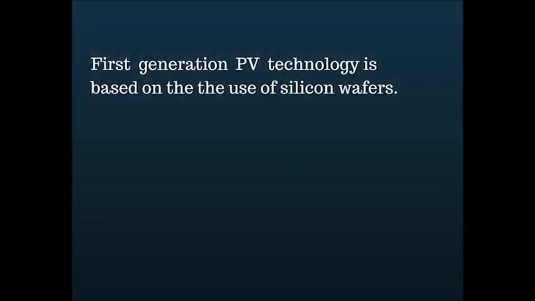The most dominant PV technology is based on the use of silicon wafers that are typically 150 to 200 microns, 1/5 of a millimeter thick. This technology represents around 90% of the current PV market and belongs to the first generation PV technology.